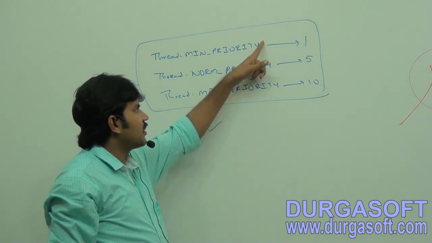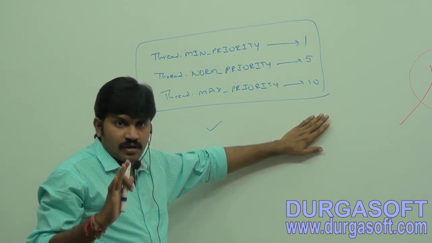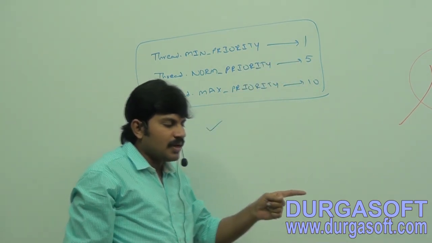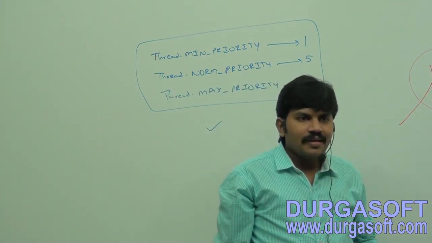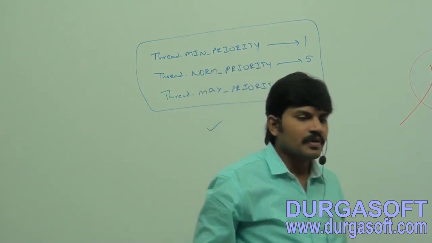Are you getting it? Min priority, max priority, norm priority, you should be aware of this terminology. Any explanation required? So, is 1 the minimum or is 10 the minimum? 1 is minimum, 10 is max priority, right? Okay, add up to this.